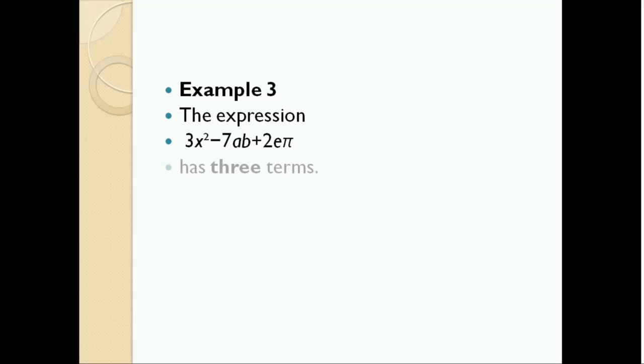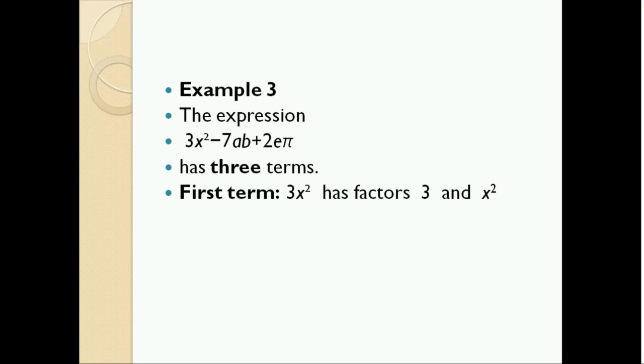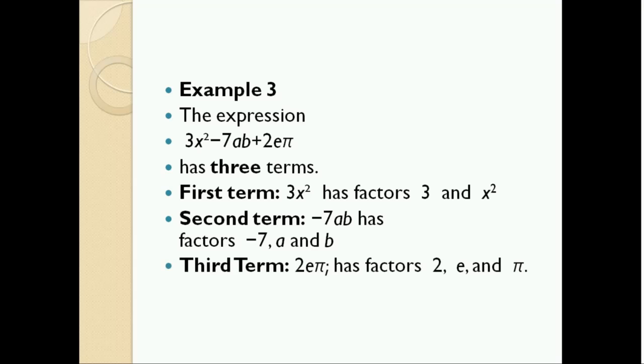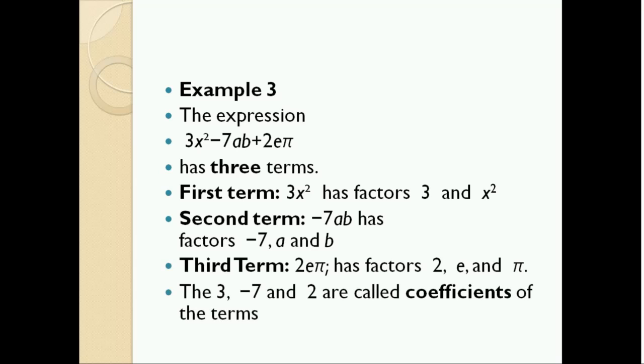In example number 3, the expression is now 3x squared minus 7ab plus 2e pi. It has three terms. The first term is 3x squared, and again I am explaining you, it has the factors 3 and x squared. And in the second term, minus 7ab has the factors minus 7a and b. And the third term is 2e pi. It has factors 2e and pi, where 3, minus 7 and 2 are the coefficients of the terms.